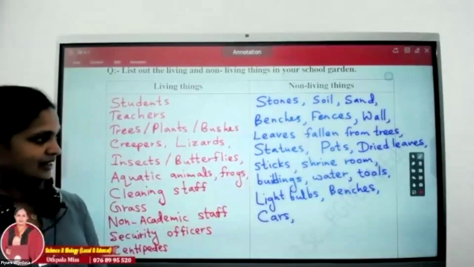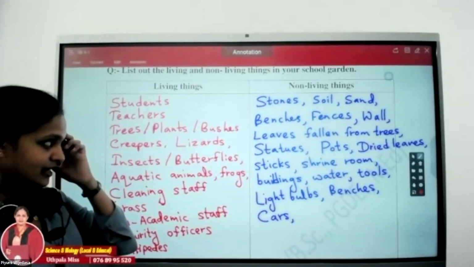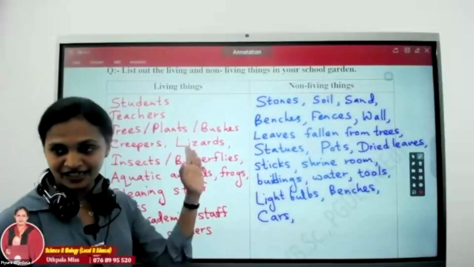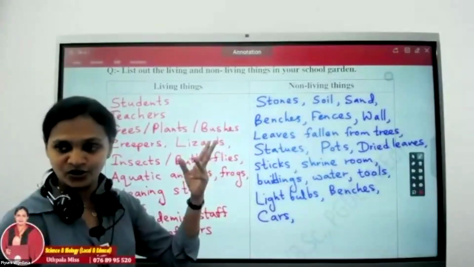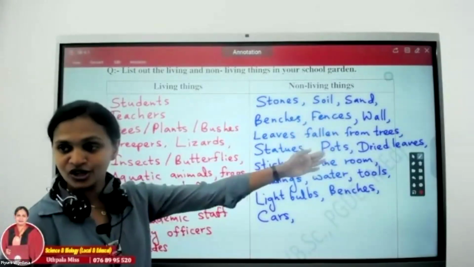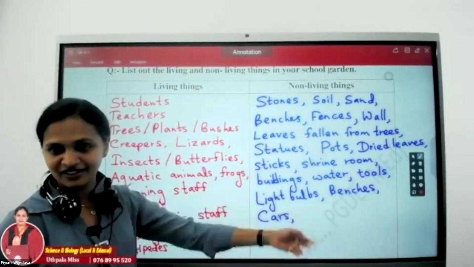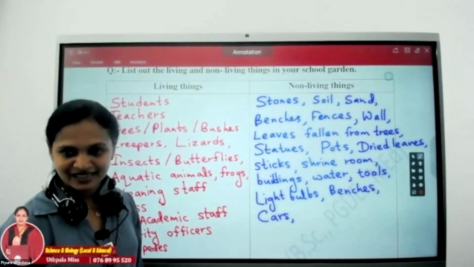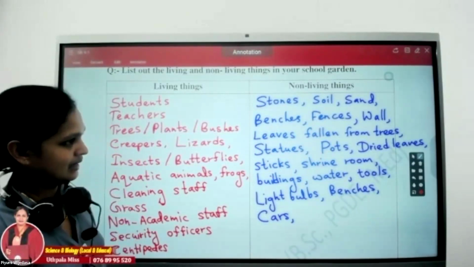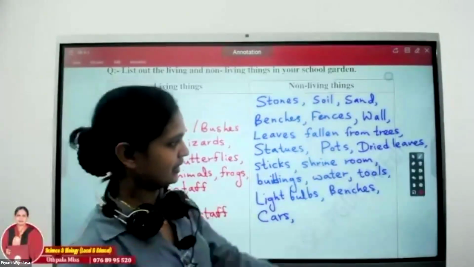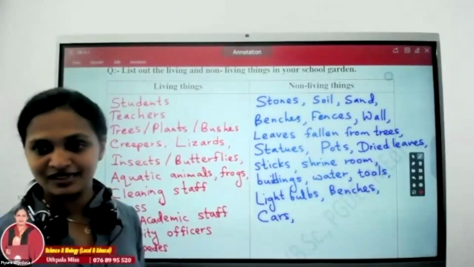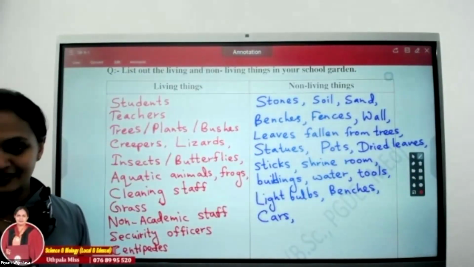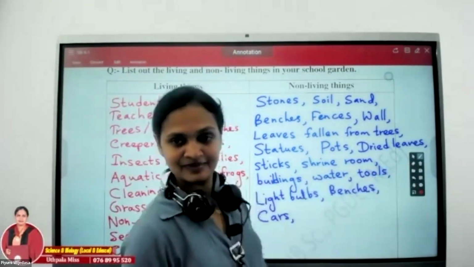Okay. Now you have written a number of things. Now it is clear what living things are? Things that grow. Things that do not grow are known as non-living things. Clear? Yes, teacher. Okay. Shall I clear the things?